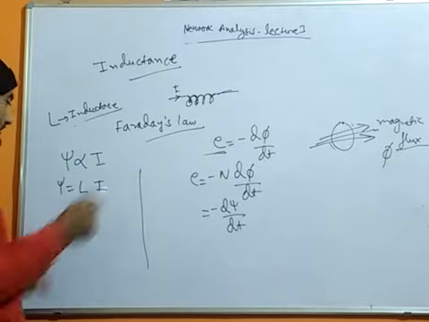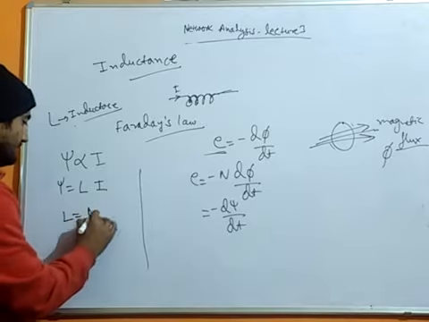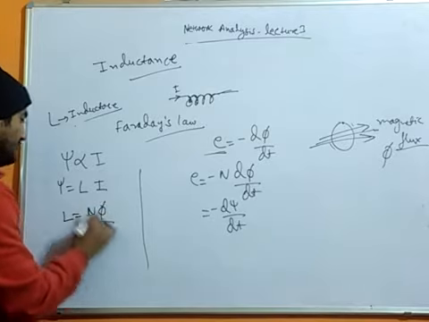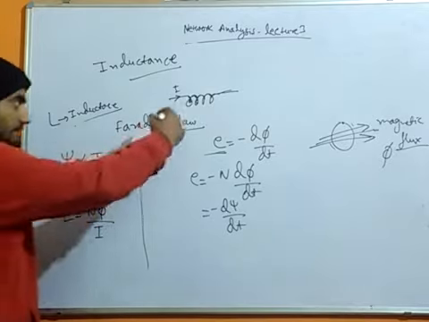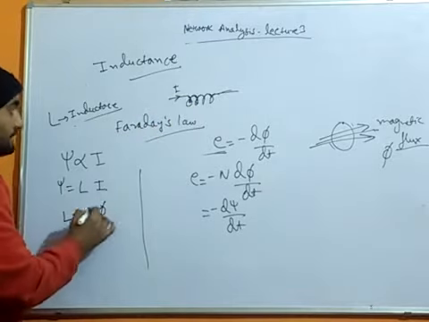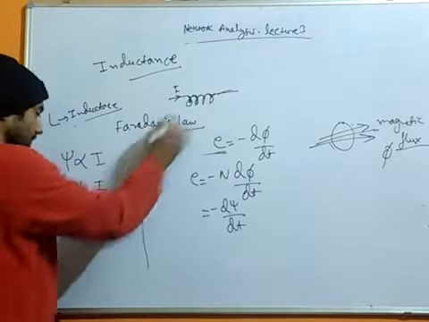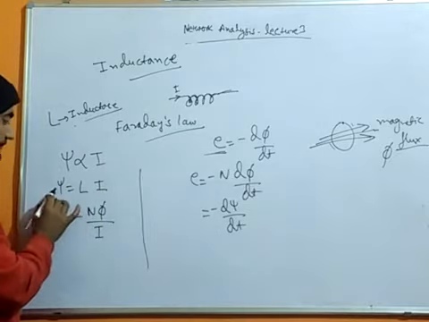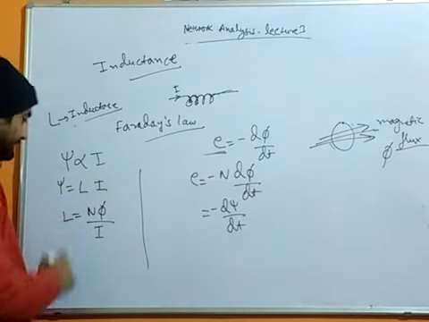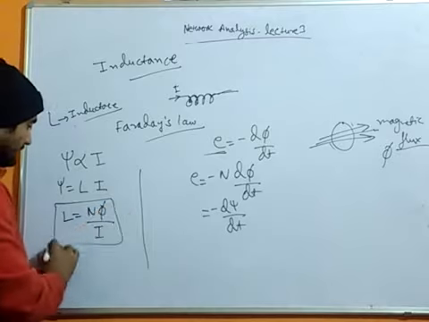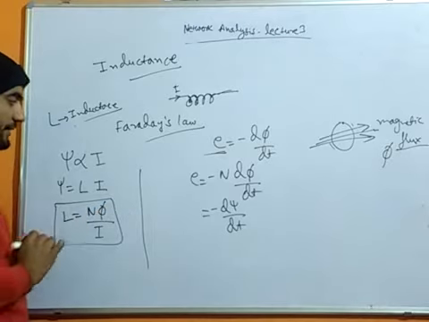So psi equals Li, and so we derive L equals N phi upon I. N is the number of turns of the coil and phi is the flux linkage through a single coil. So overall the total flux linkage will be psi. So psi equals N phi. Overall we got L equals N phi upon I.